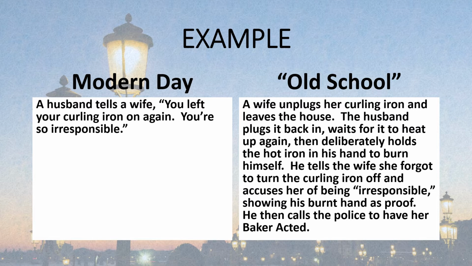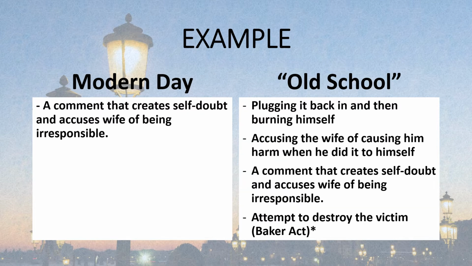He tells the wife she forgot to turn the curling iron off and accuses her of being irresponsible, showing his burnt hand as proof. He then calls the police to have her Baker acted. Now, if we compare the elements of the two examples, the modern day version of gaslighting, all that was required was a comment that creates self-doubt by accusing the wife of being irresponsible.